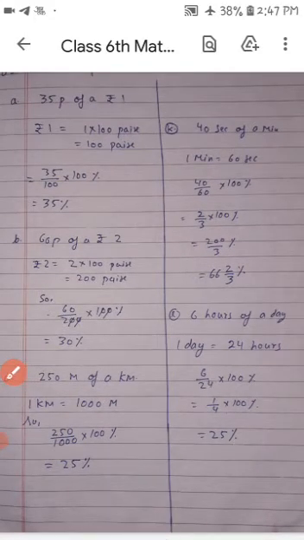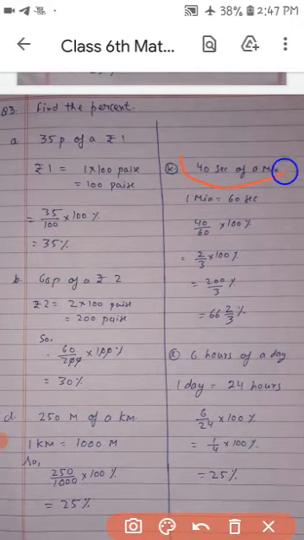Part K. 40 seconds of a minute. 1 minute is equal to 60 seconds. Now 40 upon 60 into 100. Now cancel out the zeros. And 2 fours are 8, 2 threes are 6. Now 2 upon 3 into 100. 200 upon 3% is equal to 66 and 2 upon 3%. 6 hours of a day. 1 day is equal to 24 hours. Now 6 upon 24 into 100. 6 fours are 24. Again 4 twenty-fives are 100. Answer comes to 25%.